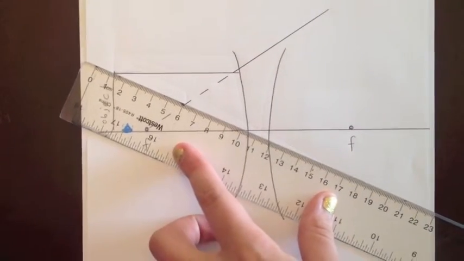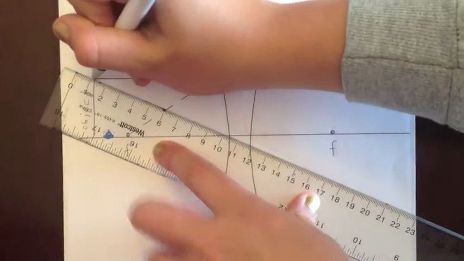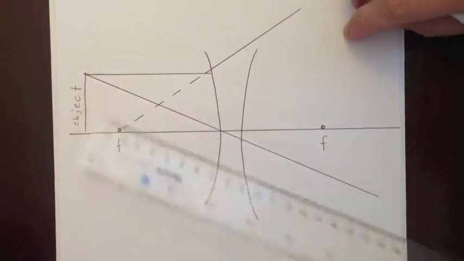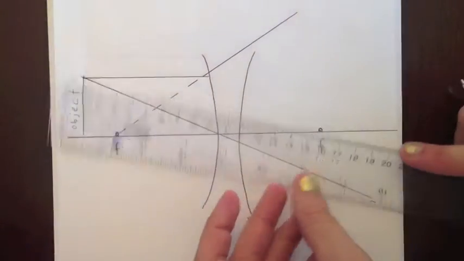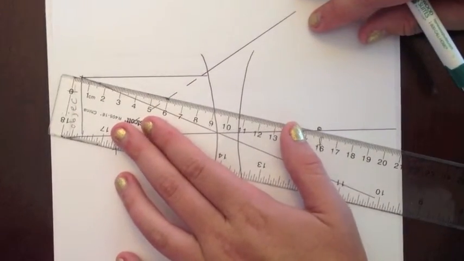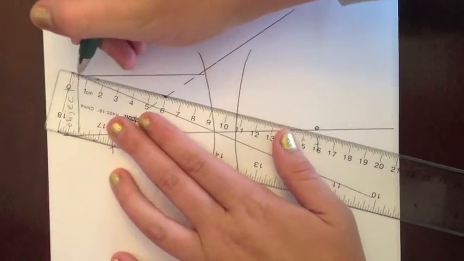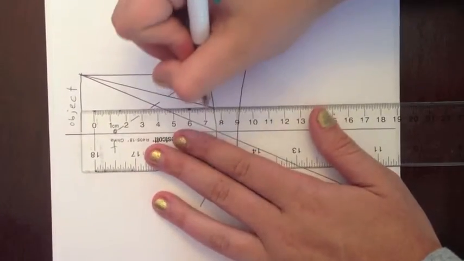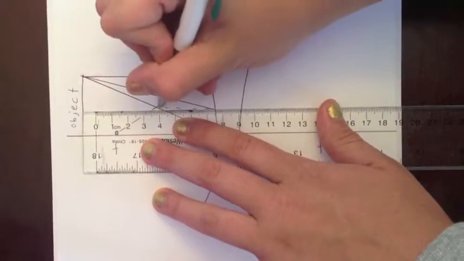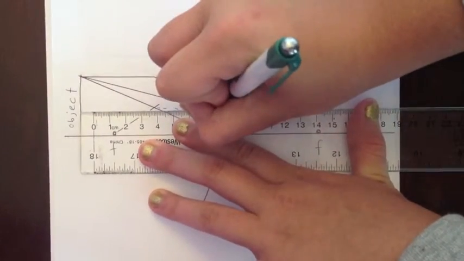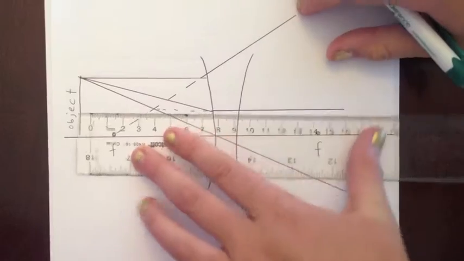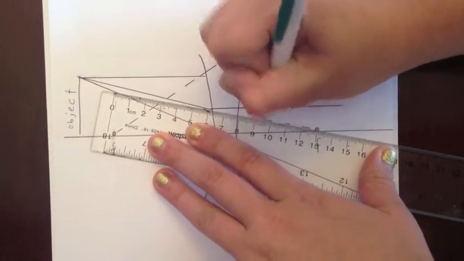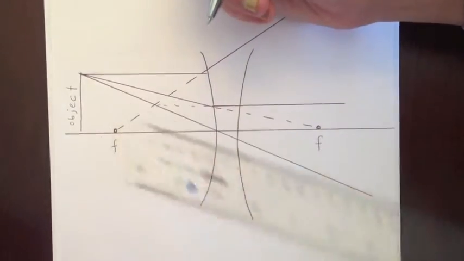Next, I'm going to draw a ray that's going straight through the lens with a solid line. And the third ray I'm going to draw is going to go to the middle of the lens, and then it's going to go parallel backwards and parallel straight through. Then from that angle where it hit the middle, it is going to hit the opposite focal point with a dashed line.